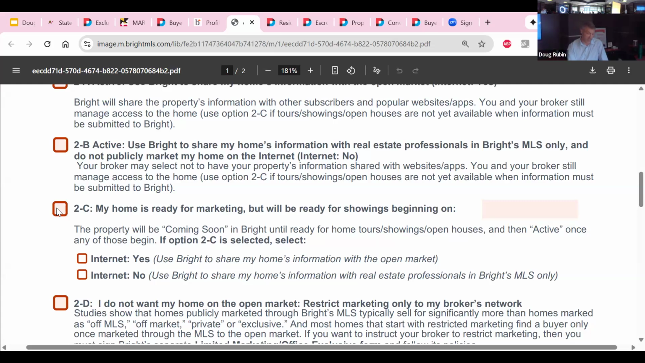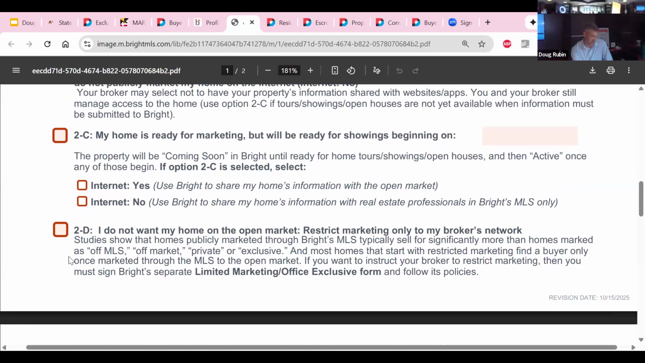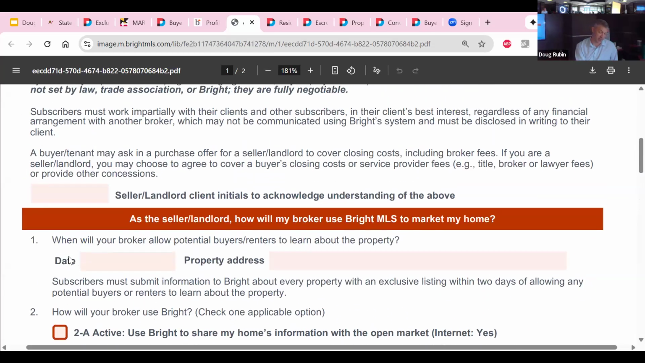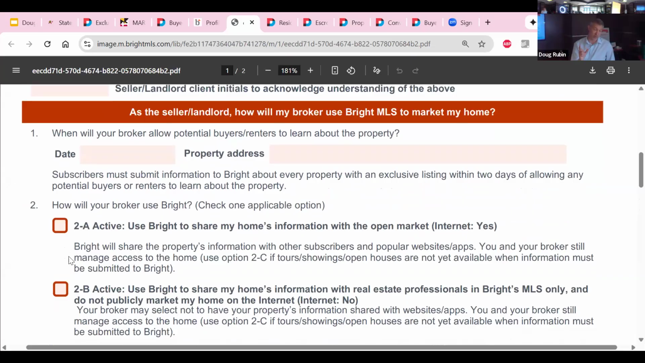This is where you would actually set forth ready for showing beginning on some certain date. That's where you'd put it there. And then either yes or no, I want it to also be marketed on the internet and Zillow. So really you care about 2A or 2C in almost every instance, but you need to have this completed alongside your brokerage agreement.